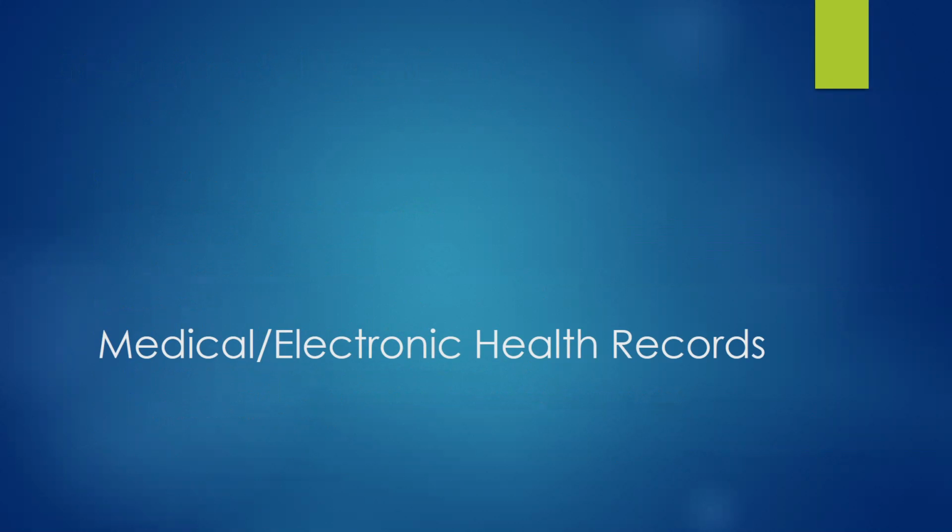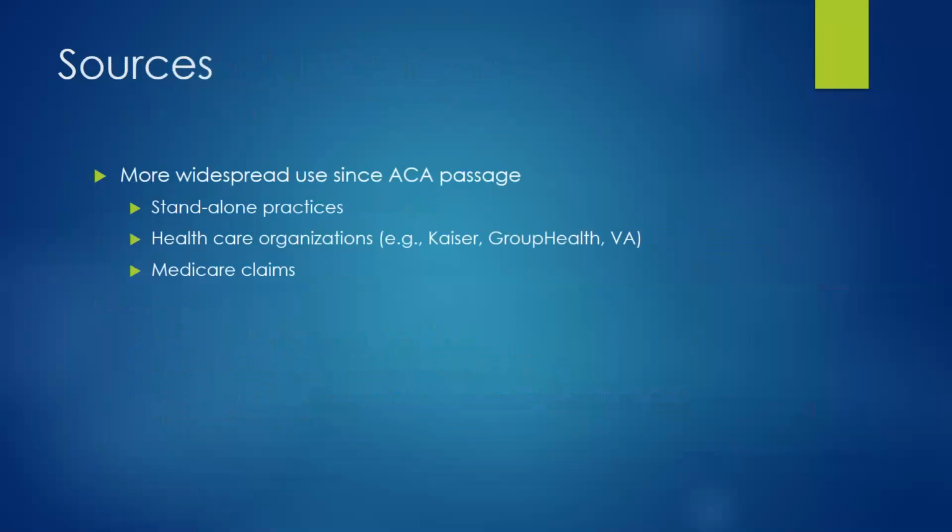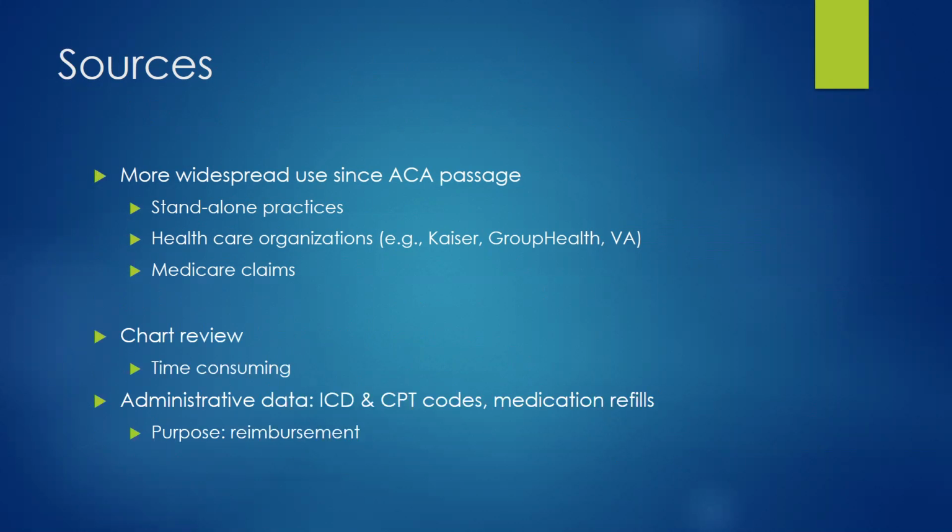So the next useful source of data on samples is medical or electronic health records. Since the Affordable Care Act required this transition to electronic health records, there is more widespread use, so lots of standalone practices now have them in addition to the larger healthcare organizations like Kaiser or Group Health or the VA, which have had them for years. And Medicare claims are also now electronic.